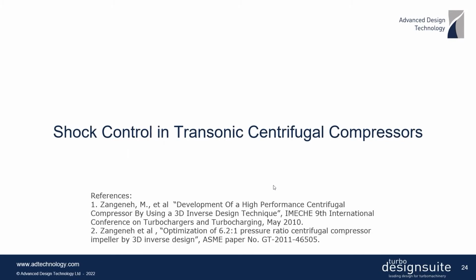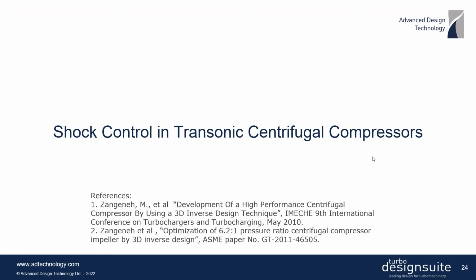Let's now look at an example of a transonic centrifugal compressor. So generally it's found in transonic compressors, even though secondary flows can be present, shock losses will be the dominant source of loss. And so in fact, the type of loading that you specify has to control the shock losses. So the first example that we'll cover here is a 4.5 to 1 pressure ratio compressor for a heavy duty diesel application.